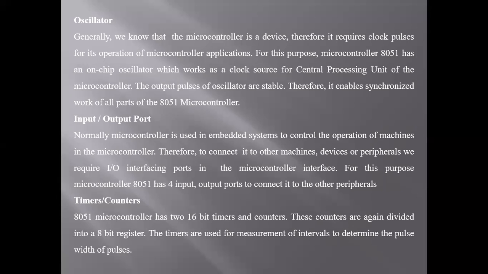The input-output ports of the 8051 microcontroller. Normally, a microcontroller is used in embedded systems to control the operation of machines. Therefore, to connect it to other machines, devices, or peripherals, we require input-output interfacing ports in the microcontroller. For this purpose, microcontroller 8051 has four input-output ports to connect it to the other peripherals. Timers and counters of the 8051 microcontroller. The 8051 microcontroller has two 16-bit timers and counters. These counters are again divided into 8-bit registers. The timers are used for measurement of intervals to determine the pulse width of pulses.